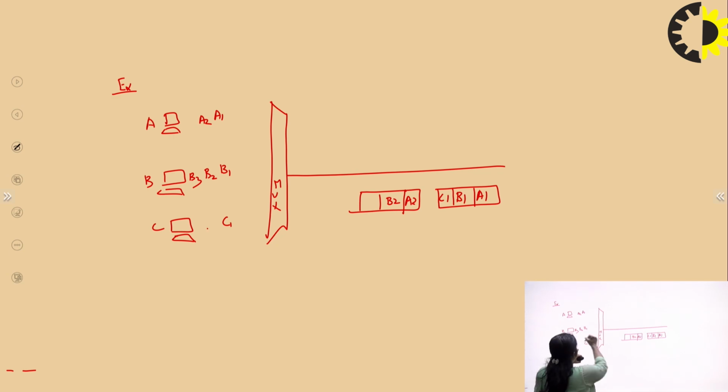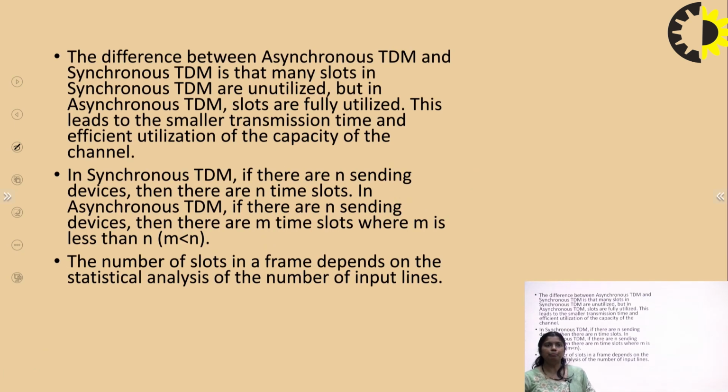C2 is not present. That is okay. You go again here. C2 is missing, that is okay. You find the A3. A3 is not there. Then you find the B3. Just write it out, so that there is full utilization of your time slots or the bandwidth. The full capacity of the channel will be utilized by using the statistical TDM.